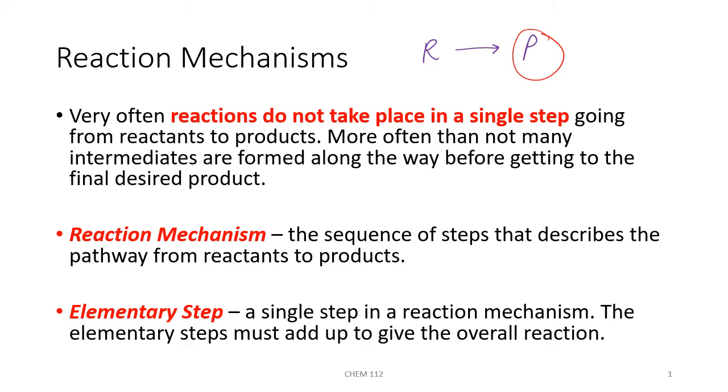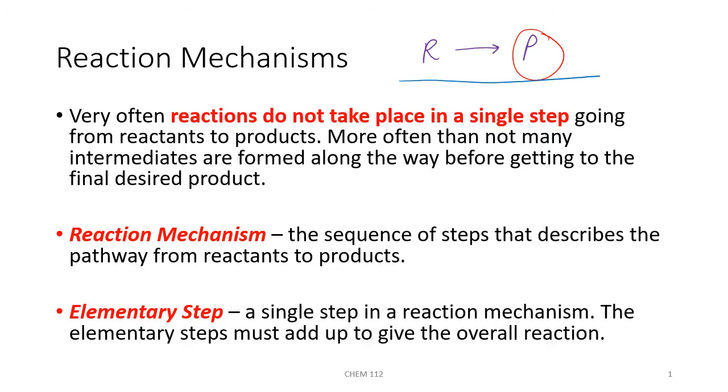In this section, we're going to learn about reaction mechanisms. A mechanism describes the sequence of steps that will take us all the way from reactants to products. A single step in a mechanism is called an elementary step. Elementary steps will add up to give us the overall reaction of interest. So they would add up to give us our overall equation.